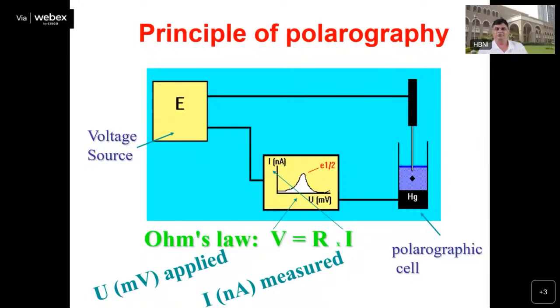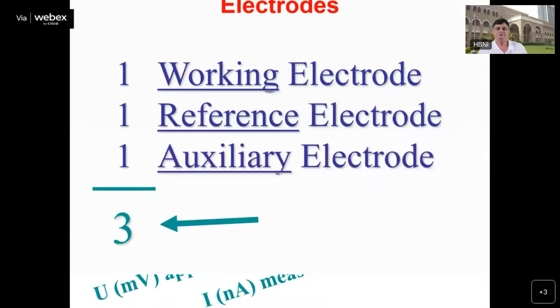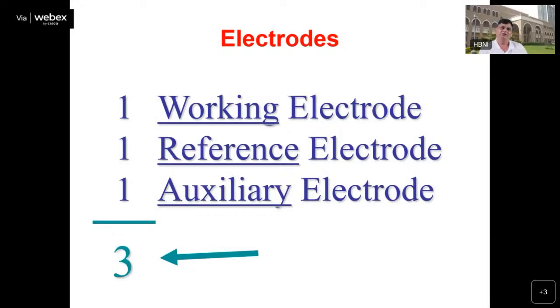Okay, this is just the simple principle of polarography based on Ohm's law. Now, instead of 2 electrodes, we have a 3 electrode system. One is a working electrode, a reference electrode, and an auxiliary electrode. Now we will see what kind of function these electrodes have.